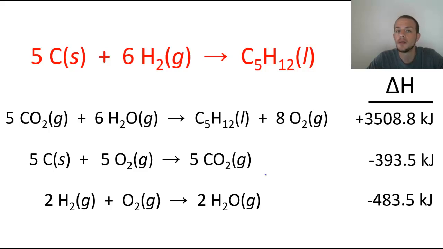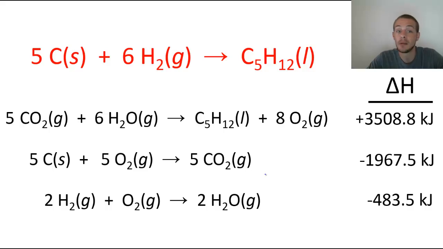Since we multiplied this middle equation by 5, we also have to multiply its corresponding delta H value by 5. So that minus 393.5 kilojoules, we're going to multiply it by 5, and it's going to become minus 1,967.5 kilojoules. So what else can we do such that when we add these 3 equations together, they're going to give us that equation in red?